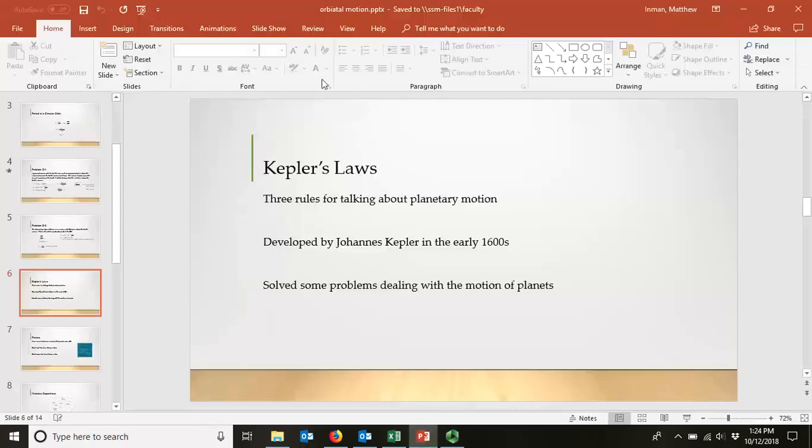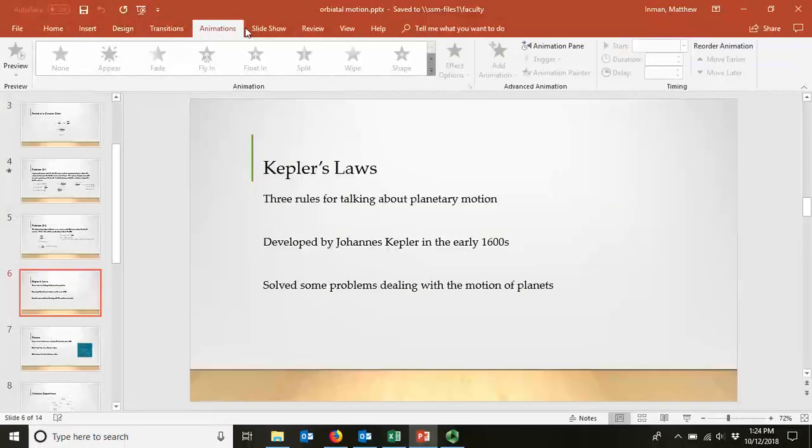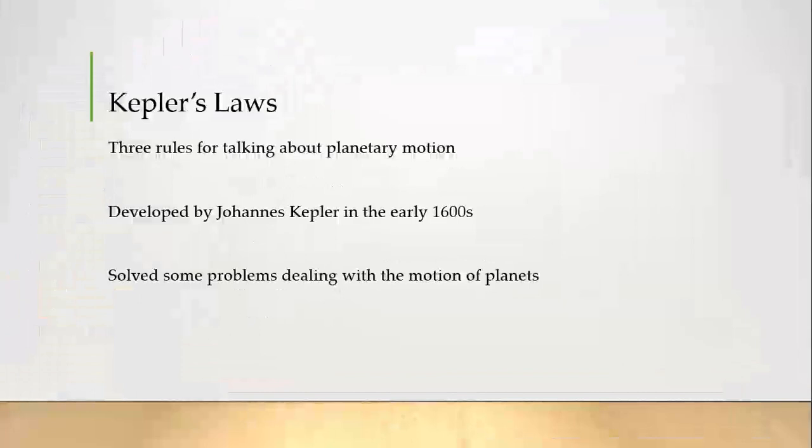Alright, so in this lesson we're going to start talking about Kepler's laws, which is a set of three rules that we use to talk about planetary motion. These were developed by a gentleman by the name of Johannes Kepler in the early 1600s, and basically what this does is it solves a few problems dealing with the motion of planets and how the motion of planets differs from the motion of other objects in our sky.